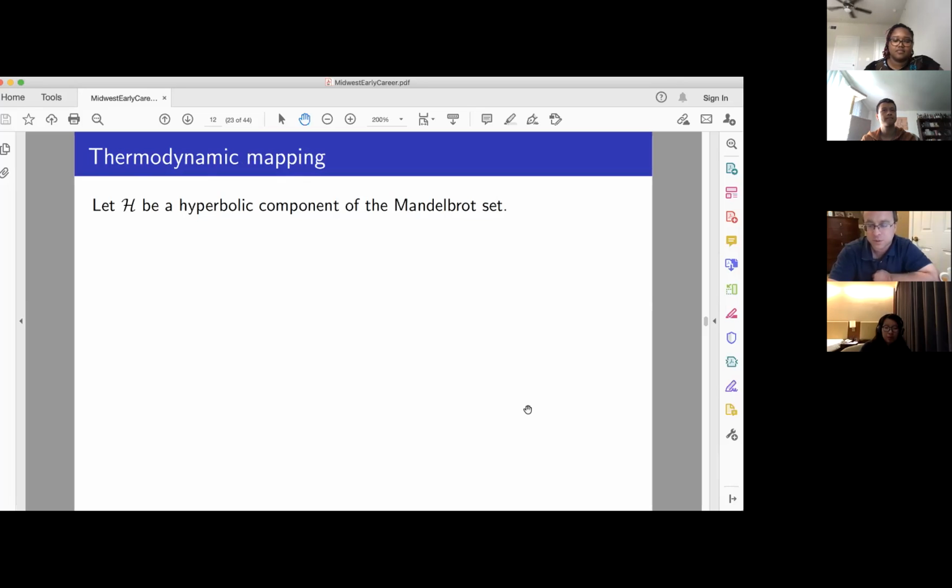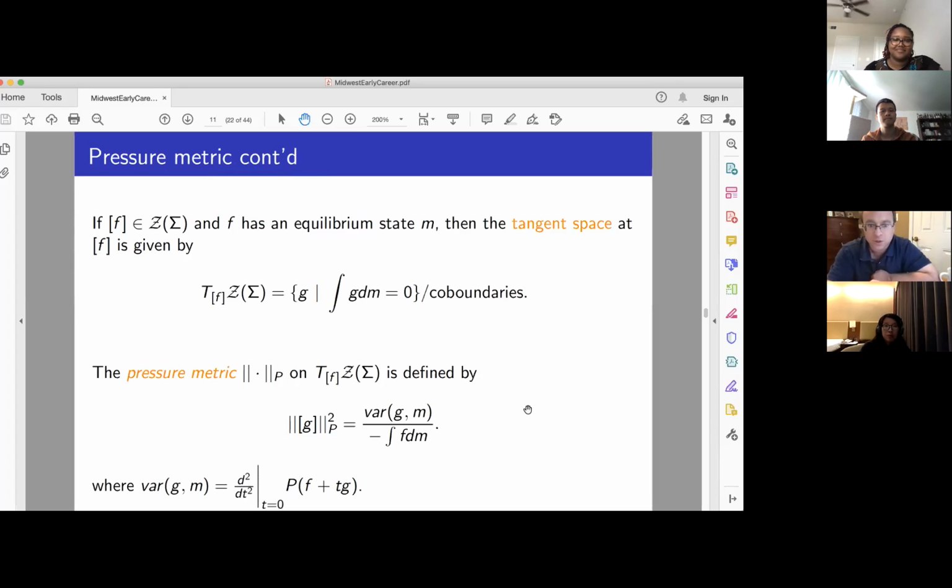So let's take a simple question. Sorry. When you say it's a metric, do you know it's non-degenerate? Yes, on this space, but yes, we will see later. It's not necessarily guaranteed on a hyperbolic component. It is non-degenerate. Thanks.